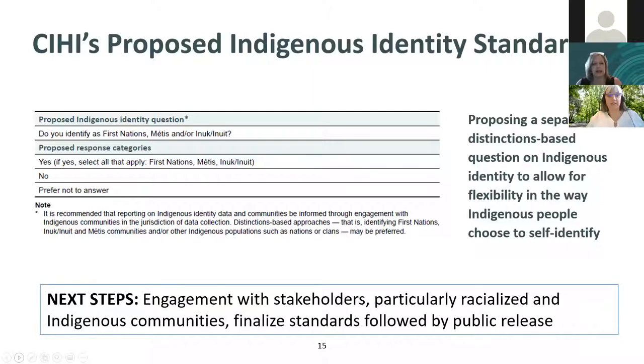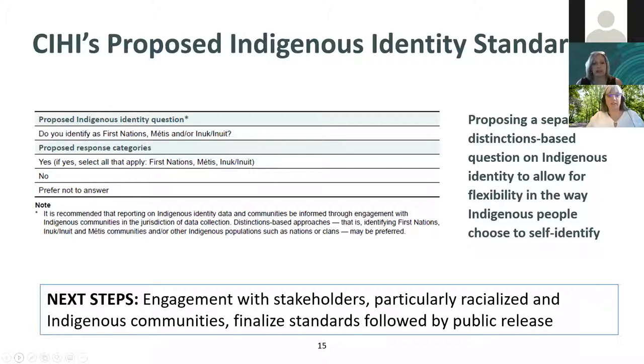Indigenous identity data are often collected alongside racial and ethnic categories during data collection. Although Indigenous populations experience racism and have their own unique cultures, they may not identify as racial or ethnic groups. So we've included in the proposed standards a separate question for Indigenous identity that is distinctions-based and separates out First Nations, Inuit, and Métis groups, allowing for additional self-identification.